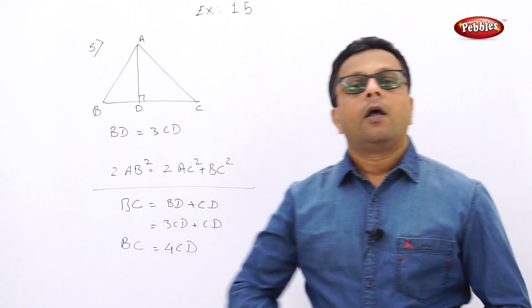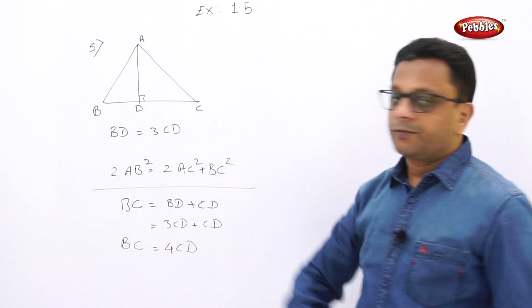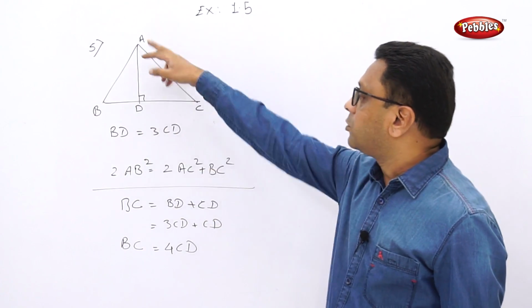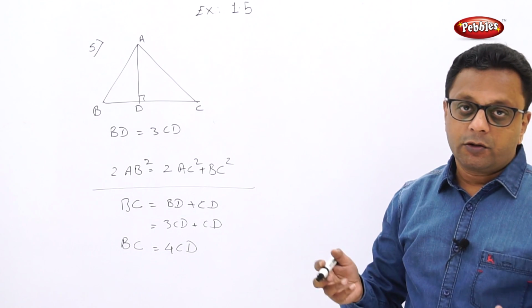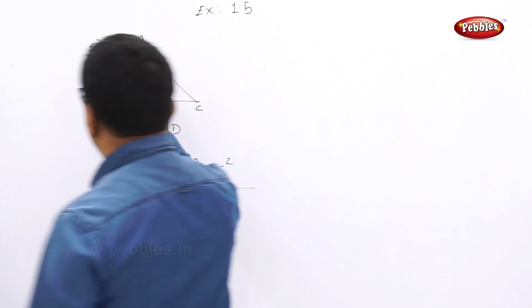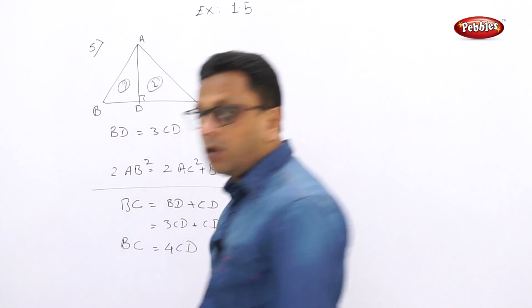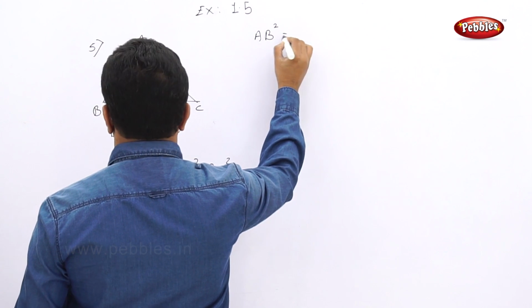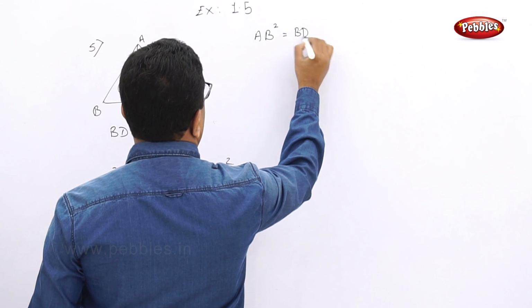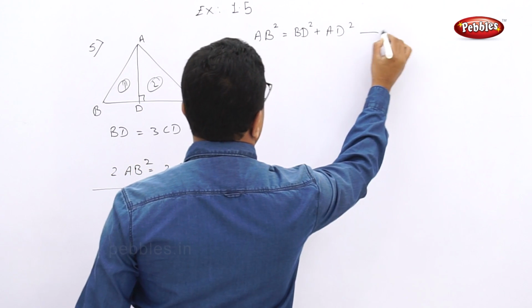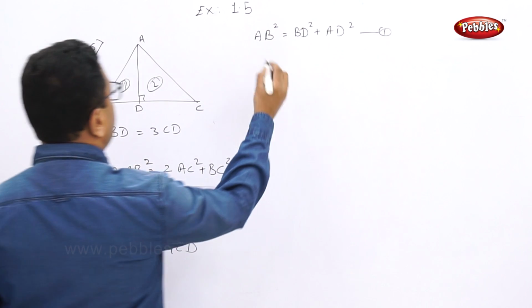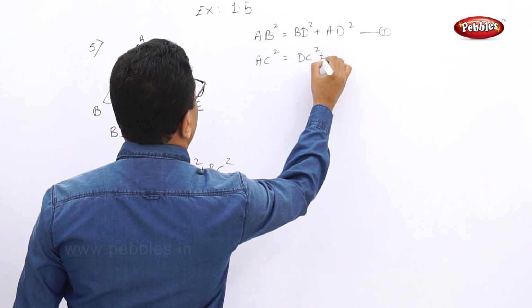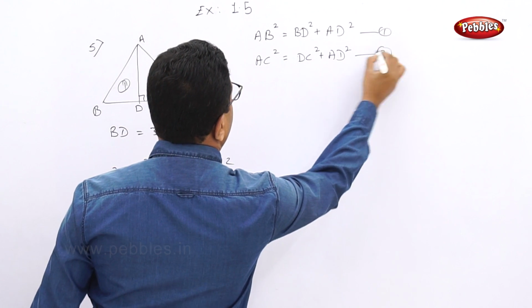We got it. Now we will take these two triangles. Okay, because what we want, AB square we want, which is a hypotenuse, and AC square is also a hypotenuse. So in this case we will use these two triangles. I'll just name these two triangles 1 and 2. In the first triangle, AB square is equal to BD square plus AD square. This is the first equation we get. And the second equation we get, AC square is equal to DC square plus AD square. This is the second equation we get.